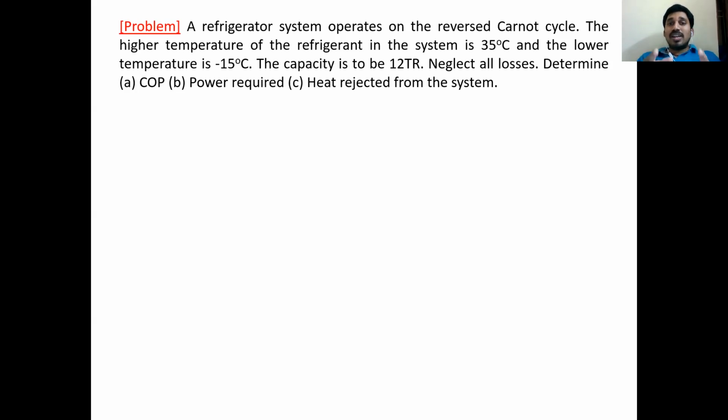One more data has been given: the amount of heat removed from the space, that is nothing but the cooling capacity or refrigerating capacity, or the amount of heat supplied to the system. There are different names: refrigerating capacity, cooling capacity, heat removed from the cooled space, or heat supplied to the refrigeration system. These are different names, but finally the meaning is the same. So the refrigerating capacity or cooling capacity is 12 TR. So three quantities you need to calculate.